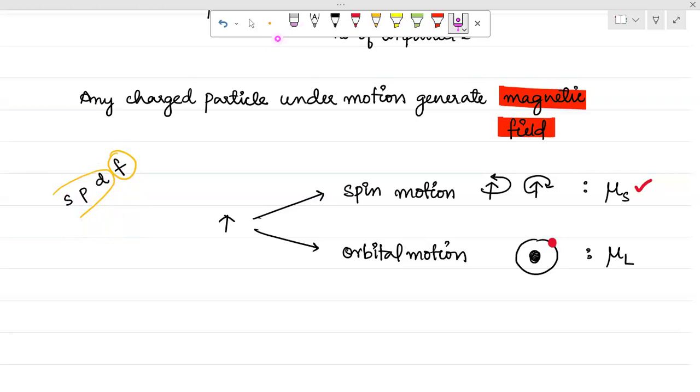If there is one electron moving in the s orbital and it has generated some sort of magnetic field, which I'm showing by the yellow colored light.